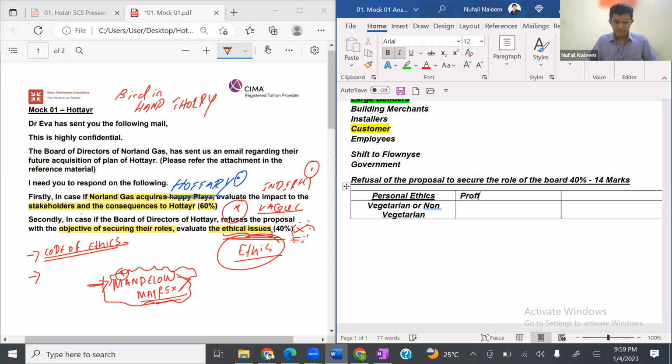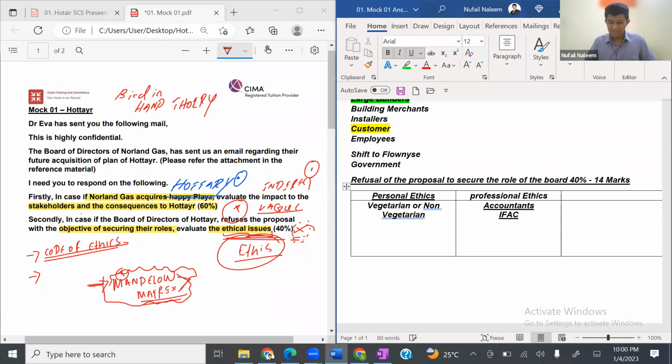Then the next one is known as professional ethics. In this case, we are accountants. Not only CIMA, but all accounting bodies, CIMA, ACCA, CPA, are controlled by the final body called IFAC, the International Federation of Accountants. They only have a code of ethics, which CIMA has mentioned. According to IFAC, what are the codes of ethics?